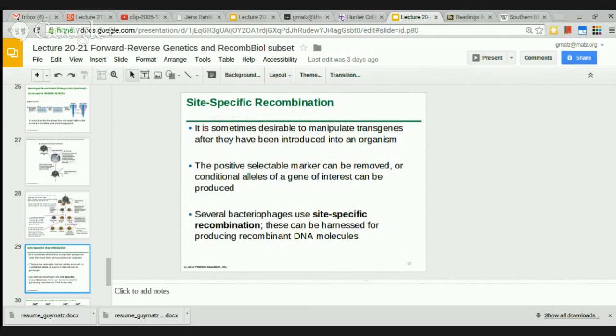Now, sometimes we want to manipulate the gene once we put it in. Maybe we don't even interrupt the gene. We just want to be in a situation where we can get rid of it at a certain time in development, or get rid of it only when we add an inducer of some kind, okay?